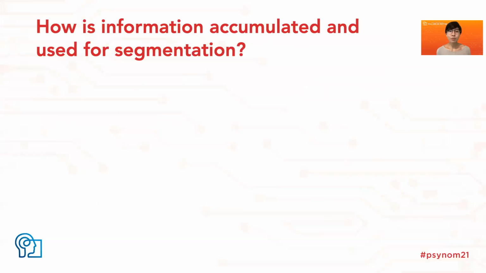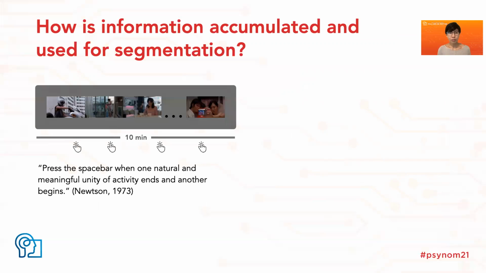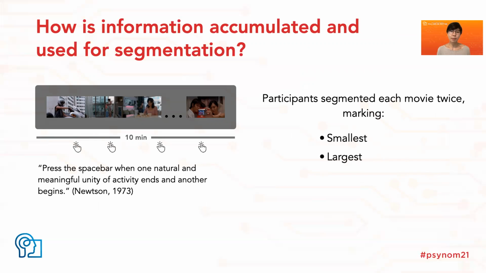So how is recently encountered information accumulated and used for segmentation? To answer this question, we asked participants to segment 10-minute long movies, pressing the spacebar whenever they felt that an event had ended and a new event had begun. Participants segmented 2 movies in total, and they segmented each movie twice, marking the smallest and largest event changes, or fine and coarse segmentation.